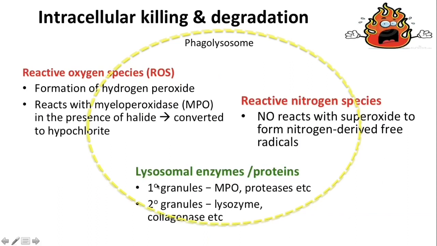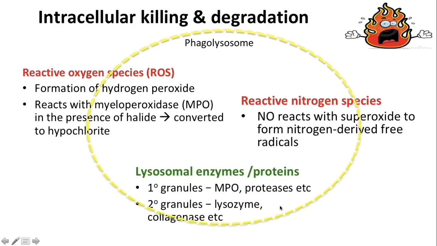In the phagolysosome, you can have production of reactive oxygen species by formation of hydrogen peroxide, and this can react with myeloperoxidase in the presence of halide and be converted to hypochlorite, which is highly toxic to the organisms. Reactive nitrogen species are produced as nitric oxide reacts with superoxide to form nitrogen-derived free radicals. Again, they have the capacity to kill microbes and degrade the offending agents.